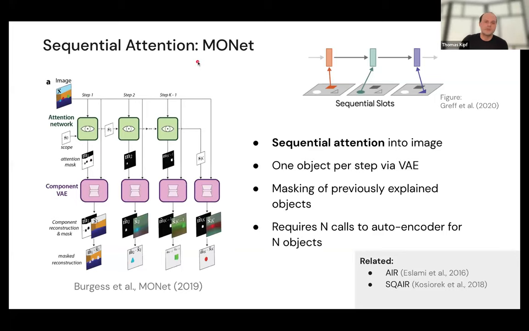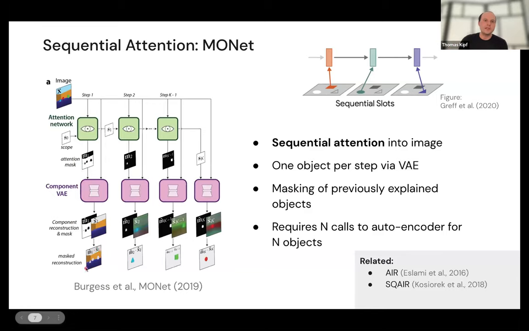And that was one of the first methods that really made this kind of sequential attention process work to extract objects without supervision. Ultimately, it has an attention network and a representation network, this component VAE. It sequentially attends into the image and produces an attention mask that extracts a particular object or a background or a particular kind of segment from the input. Then the component VAE encodes that into one latent variable. And then together with the mask and the reconstruction of the VAE, we can get a masked reconstruction of the image.